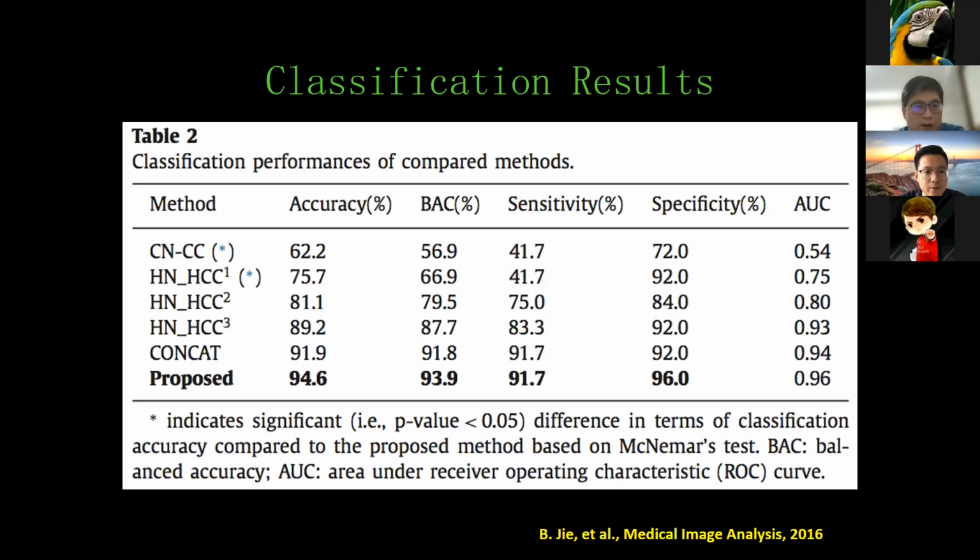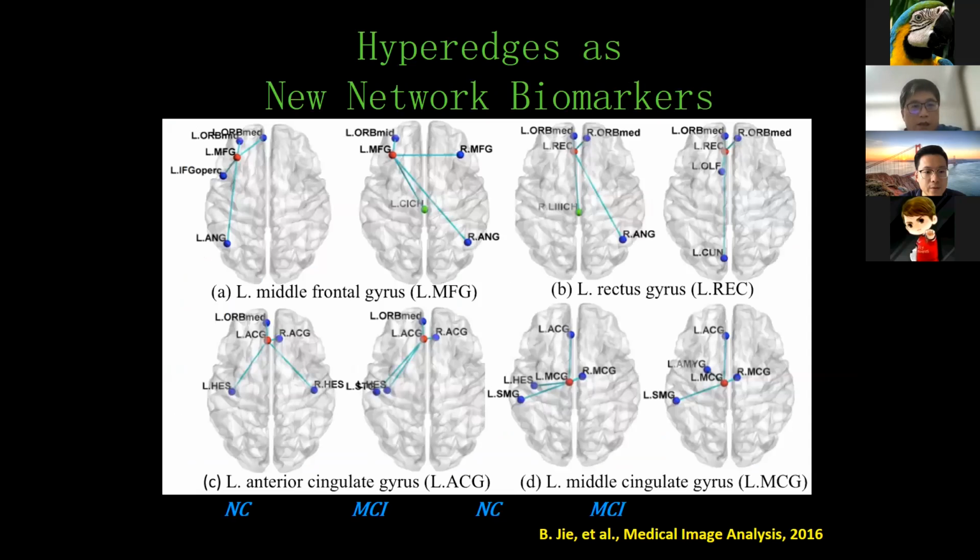Finally, we combine the three kinds of features extracted from the hypergraphs. You can get very high classification results. So these are the most discriminative hyperedges, and the hyperedge can be seen as a new network biomarker. Compared with the simple brain regions or edges, the hyperedge has more powerful discriminative ability. Okay.